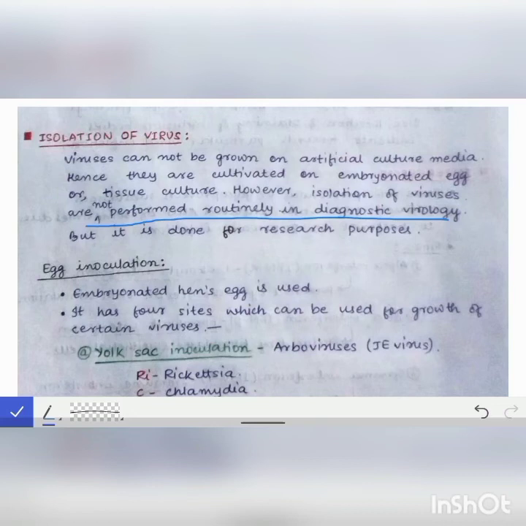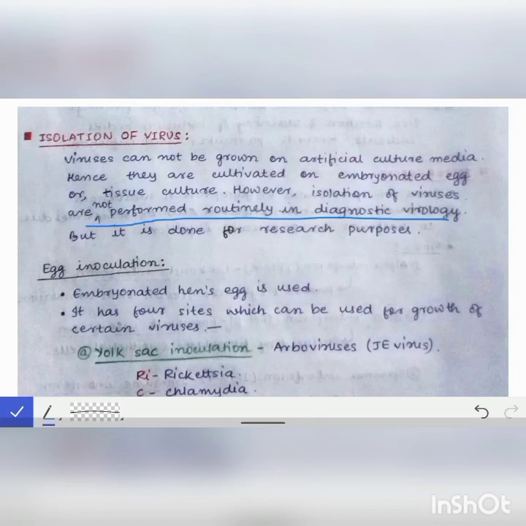This isolation of viruses may be asked as a short note or a long question in the university exams. There are various ways by which we can isolate the virus: animal inoculation, egg inoculation, or cell line cultures. We haven't mentioned animal inoculation because it is outdated and not used these days, as some controversies arise due to the use of those animals for experiments.